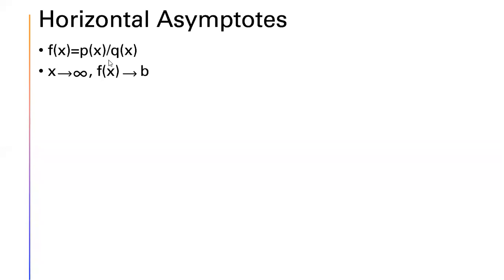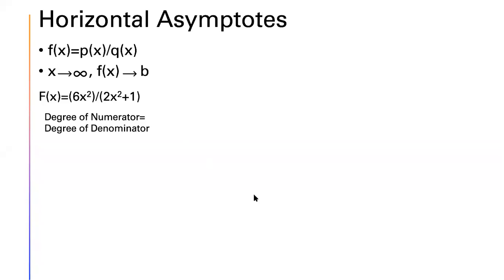p of x divided by q of x. So we have some sort of ratio for our function. And we want to know as x approaches infinity, or x gets larger and larger, what's happening to our function? Is it increasing as well? Is it approaching some value? That's what we're looking at for our horizontal asymptotes. So we have rules for different scenarios.